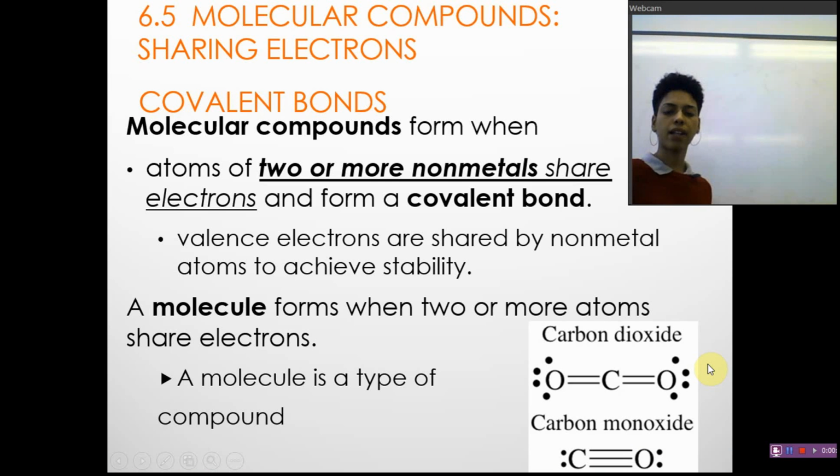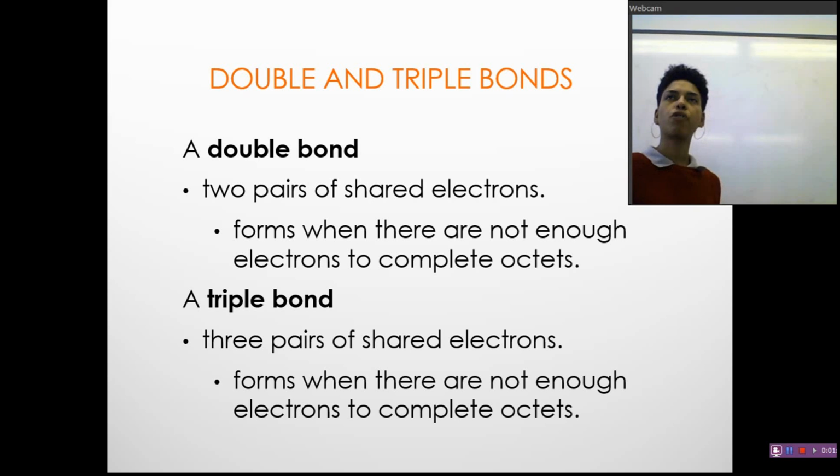If we take a look at carbon dioxide and carbon monoxide, notice that we have two elements, carbon and oxygen, but they can make two different types of compounds. Because the same two elements can make more than one compound, we have to have a different way to name these compounds. If we share one pair of electrons, we have a single covalent bond. If we share two pairs of electrons, a double bond. If we share three pairs, it's a triple bond.